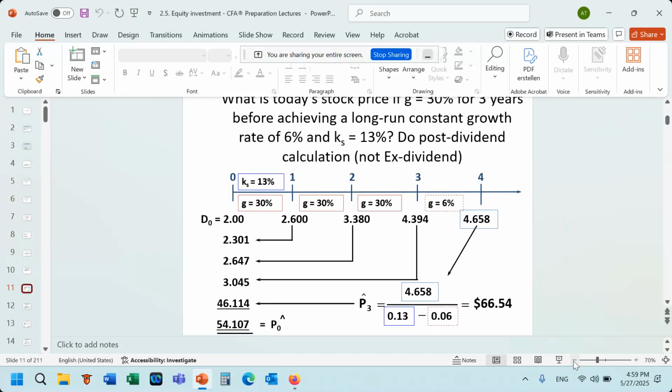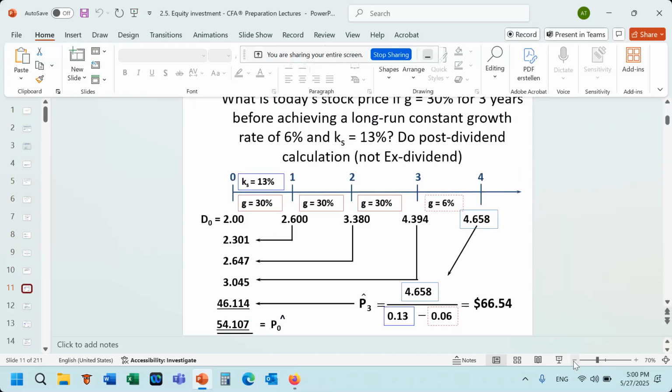Then we grow it from year 2 to year 3 by 30%, multiplying it by 1.3, we get $4.394. After this, the growth becomes constant, 6%. So we grow this $4.39, multiplying it by 1.06, and we say the estimated dividends at year 4 are $4.65. So now we have our inputs for Gordon formula sitting at year 3.